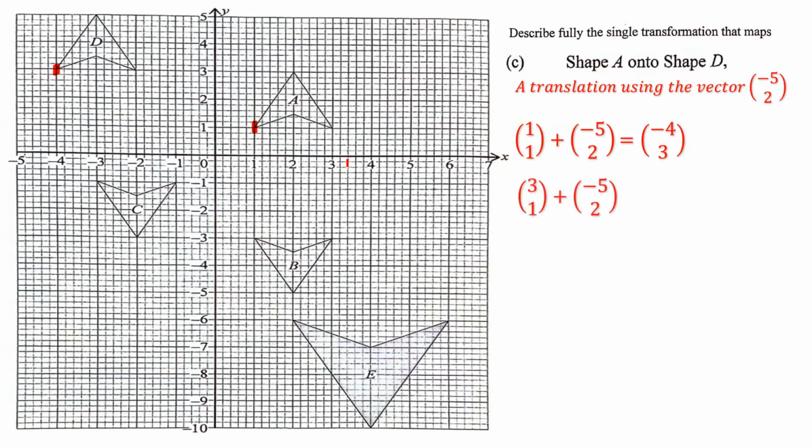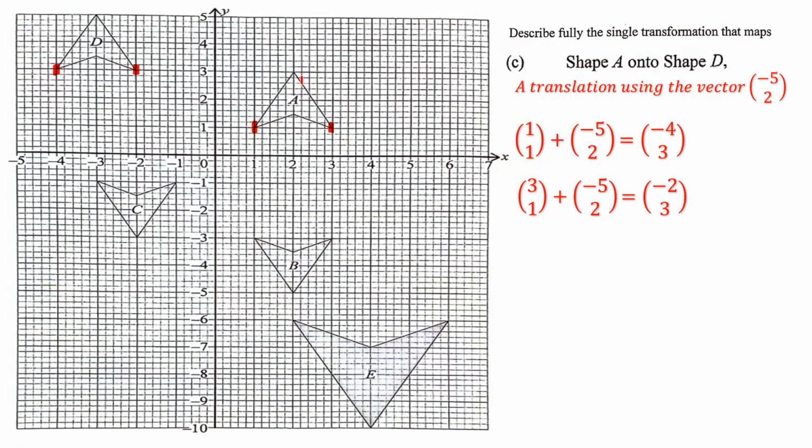Let's take another point. We have the point (3, 1), and we're adding it to (-5, 2). When we do that, 3 plus -5 is -2, and 1 plus 2 is 3, which means that we have the point (-2, 3). Which means that we translated this point 5 times to the left and 2 times above, and so that's another indication that we're dealing with the right vector.